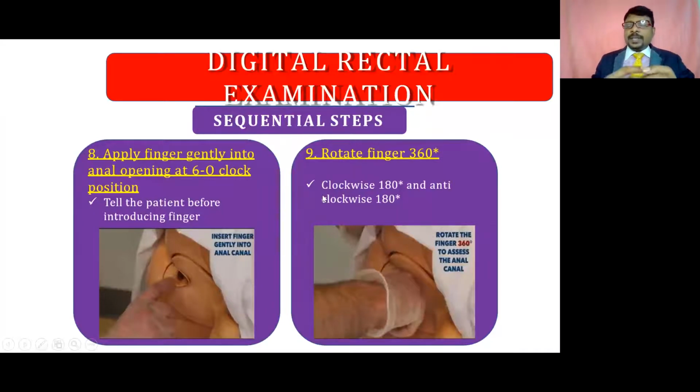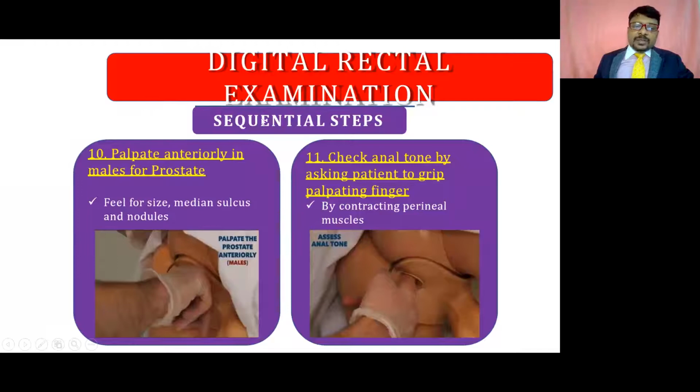Just now we discussed the indications, especially prostate enlargement, hemorrhoids, either internal or external, and any fistula. In case of constipation or diarrhea also we are going to assess, and especially the muscle tone of the anal muscles. If there is any loss of tone in the anal sphincter muscles, we are going to identify it through this digital rectal examination. Also palpate anteriorly in males for the prostate.